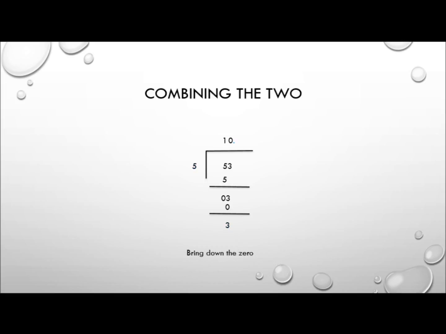Okay, so if we wanted to convert that 10 and 3/5 into a decimal, all we would do is put a decimal point in and treat it like the normal long division. In this case, we can bring down the 0.